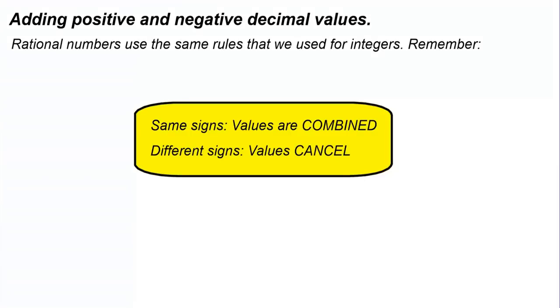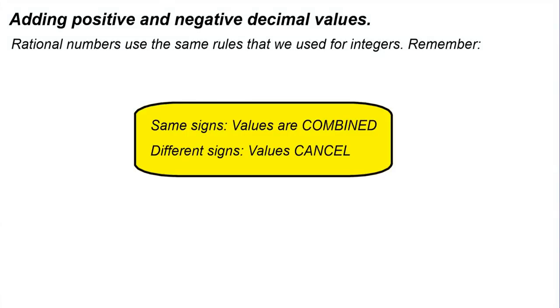But what happens when we have positive and negative decimal values together? That might be something that is new to us. We're going to use the same rules that we used for integers. So remember, when we were adding integers, if they have the same signs, their values will combine. So a negative plus a negative is even more negative. Those values will combine together, and then a positive plus a positive becomes more positive.